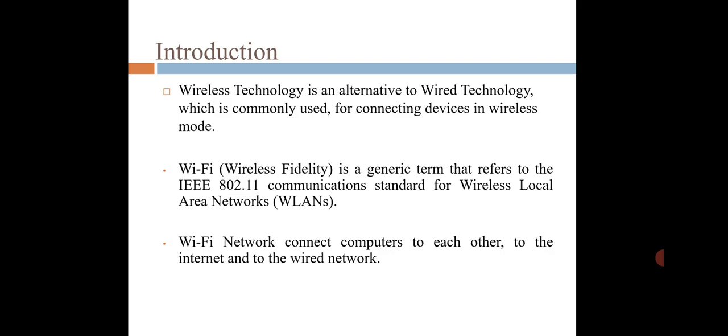First is the introduction. Wi-Fi, or wireless technology, is an alternative to wired technology, which is commonly used for connecting devices in a wireless mode. Wi-Fi, meaning wireless fidelity, is a generic term that refers to the IEEE 802.11 communication standard for wireless local area networks. Wi-Fi networks connect computers to each other, to the internet and to the wired network.